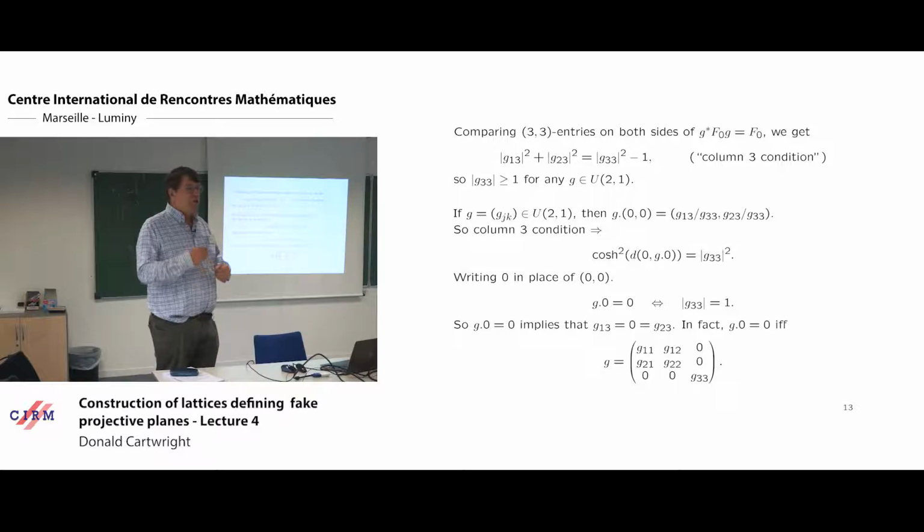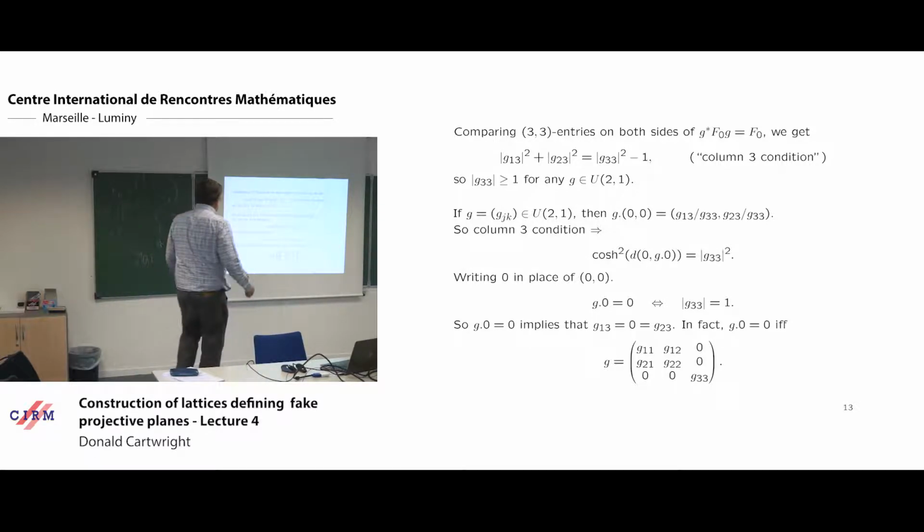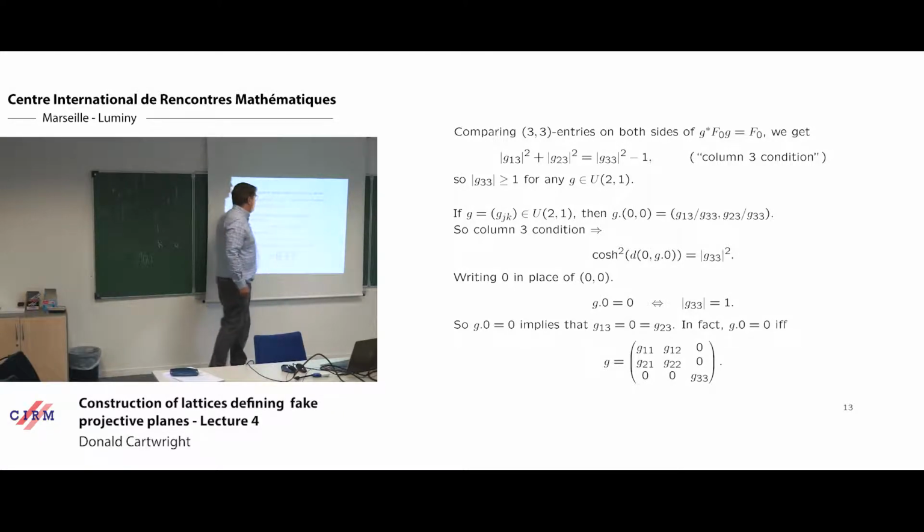Okay. So one of the ways of getting elements of this group is to ask for the elements which fix the origin. So what does it mean to fix the origin? If you're working in U21, just looking at this formula here, you've got to have G13 and G23 being 0, and a little fiddle will show you that also those two are 0. So they're the elements of U21 which fix the origin.